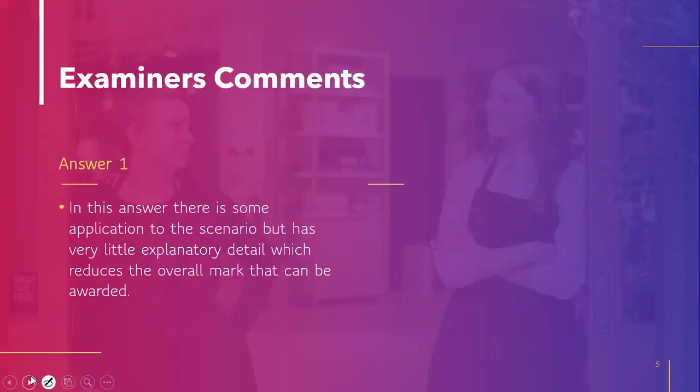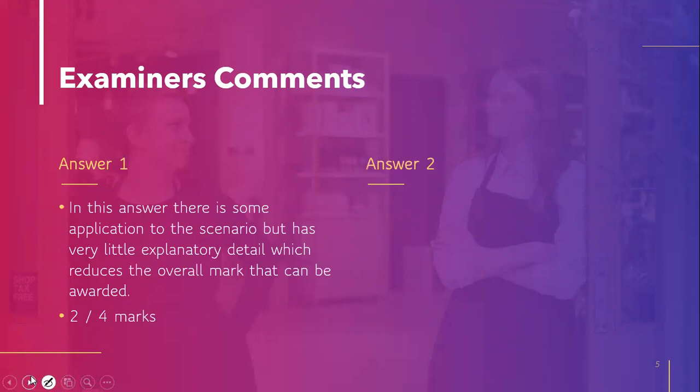Now, in the answer, there is some application to the scenario, but it has very little explanatory detail, which reduces the overall mark that can be awarded. So it's got some application, yep. It is limited in the explanation, so it hasn't explained in some detail, just a little bit of detail, not enough. So that means it would be in a level 1. But it's got some application and some sort of an explanation, so it would be awarded 2 out of 4. So again, it's the best fit.